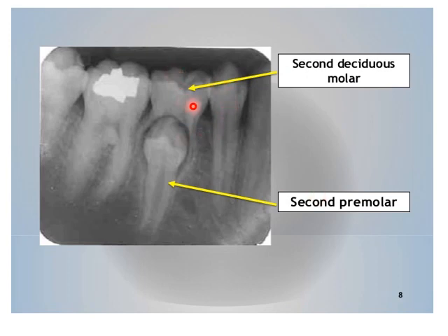This radiographic picture shows the second deciduous molar and the second premolar. The crown of this premolar is located between the divergent roots of the deciduous molar, and this tooth will exert pressure on the root of the deciduous molar and cause resorption of this root. The resorption continues until the deciduous tooth sheds, and the premolar will erupt later.